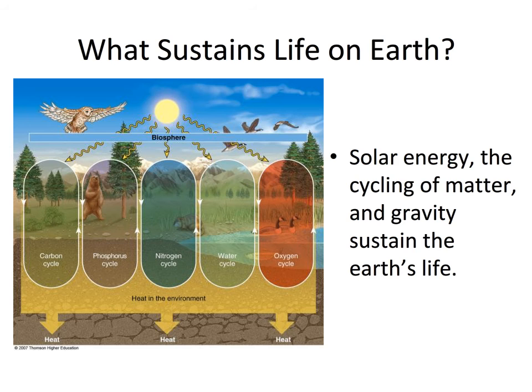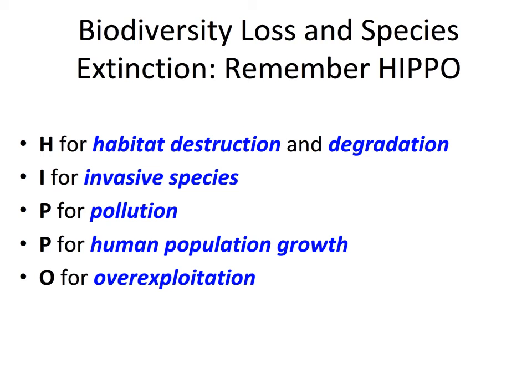What sustains life on Earth? Solar energy, the cycling of matter, and gravity sustain the Earth's life. Biodiversity loss and species extinction. Remember HIPPO. H for habitat destruction and degradation. I for invasive species. P for pollution. P for human population growth. O for overexploitation.